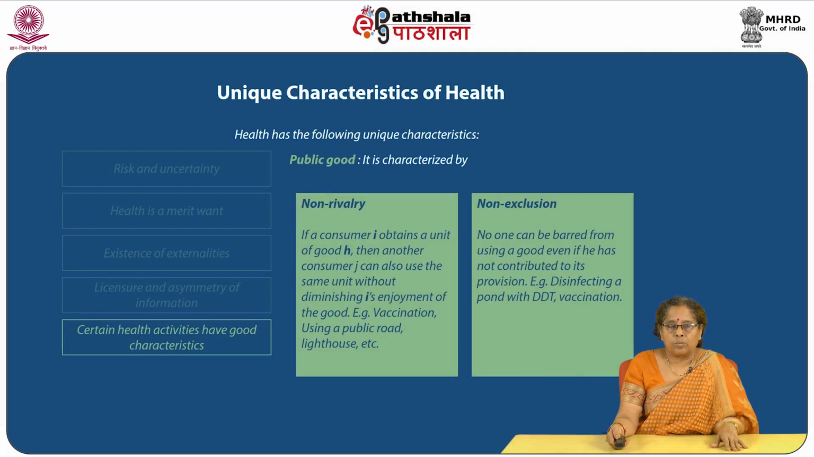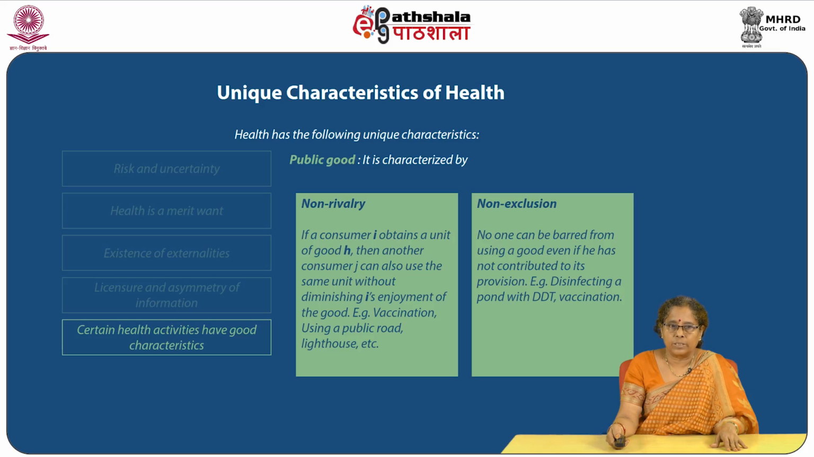Public good is characterized by non-rivalry in consumption and non-exclusion. Non-rivalry in consumption: if a consumer I obtains a unit of good H, then another consumer J can also use the same unit without diminishing J's enjoyment of the good. Examples: vaccination, using a public road or lighthouse, etc.